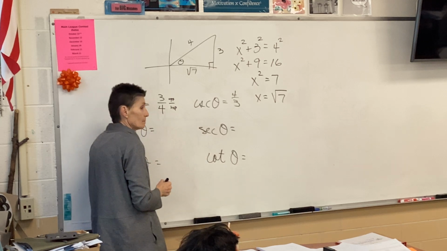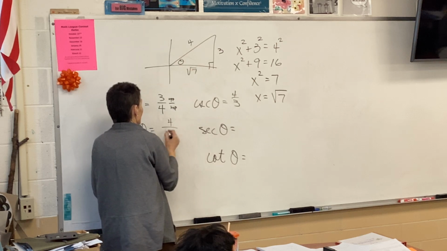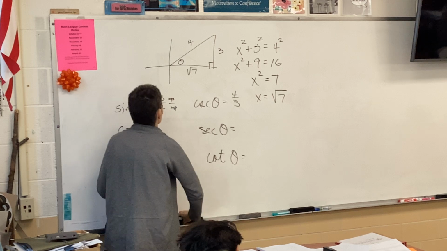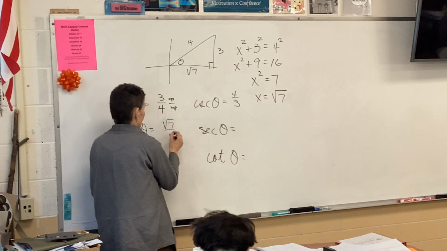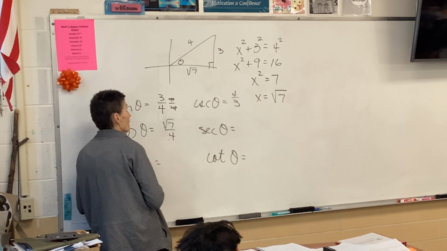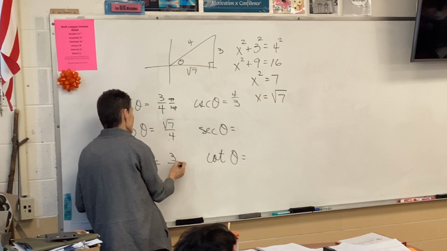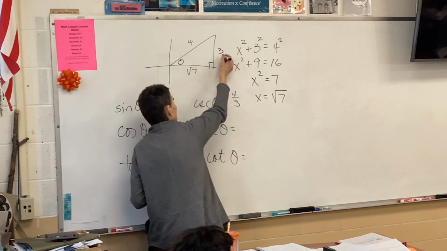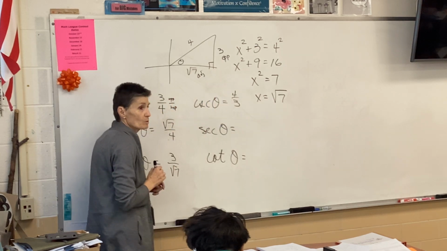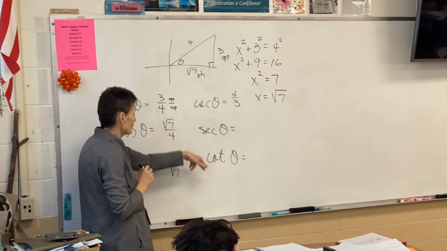What's cosine? Adjacent over hypotenuse. What's tangent? Opposite over adjacent. Now, I did not label these. Feel free to do that if it helps you guys. It helps you keep track of what's what. Go ahead and label this. And then as soon as you do these, you can do those.